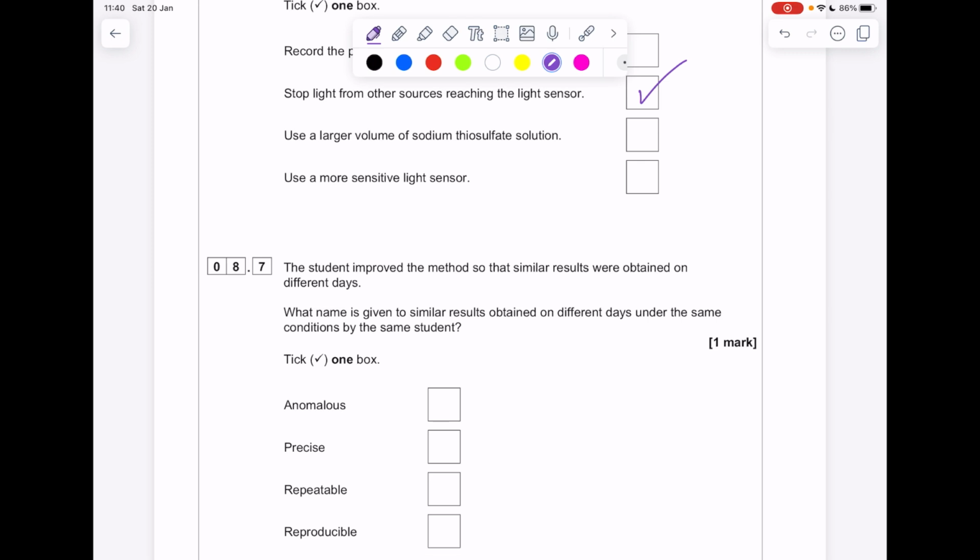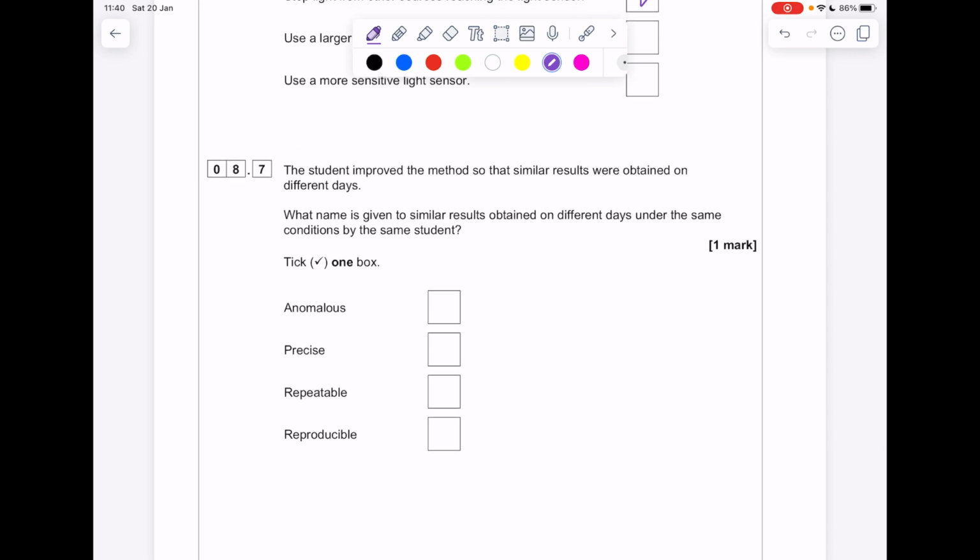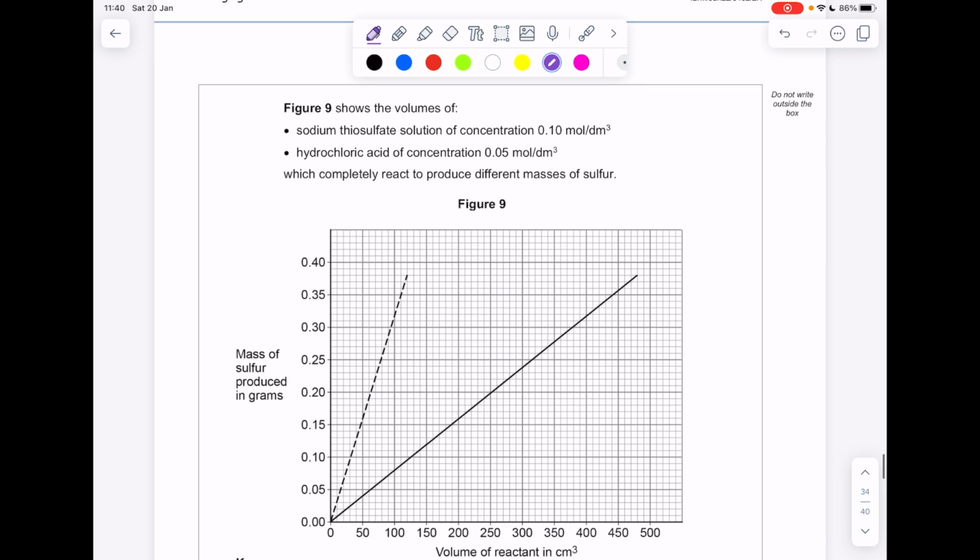What name is given to similar results obtained on different days under the same conditions by the same student? This is all about repeatability and reliability. So it's this one. It's your ability to keep getting the same results. They might not be right, but they are the same.